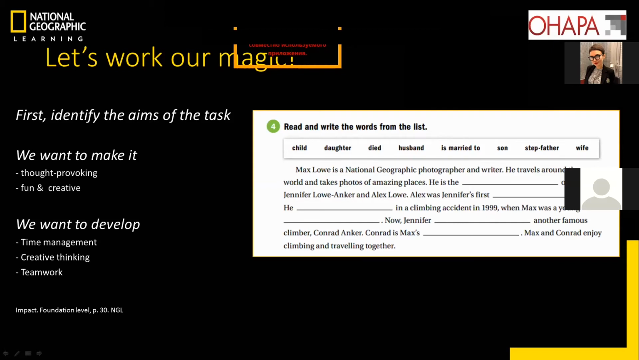Aims of this task. So first, are we talking about skills or language systems here?